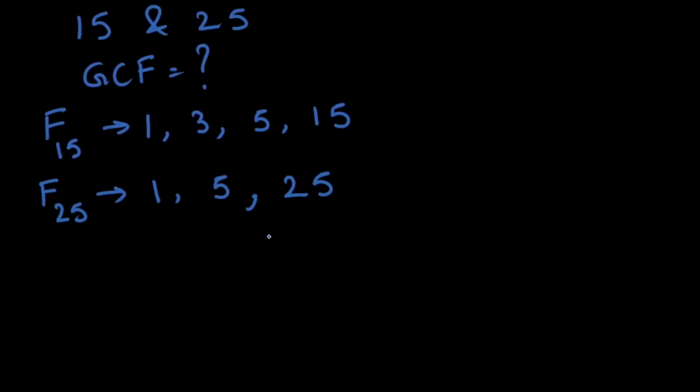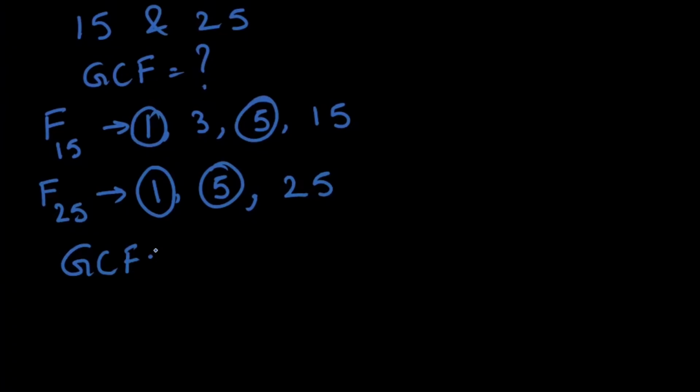Now we have to see which numbers are common between both lists. Here 1, and 5. Now we have to see which is the greatest common number. 1 is smaller than 5, it means 5 is greater. So what will be our GCF? Greatest common factor, it is 5. This is our answer. So simple.